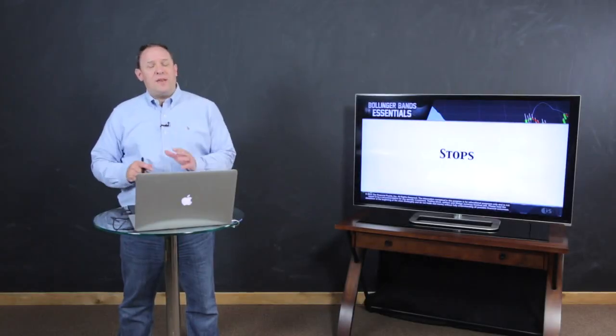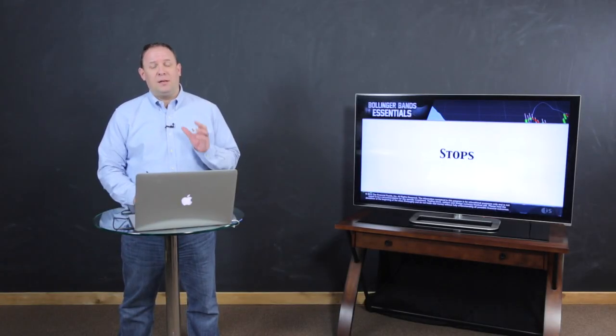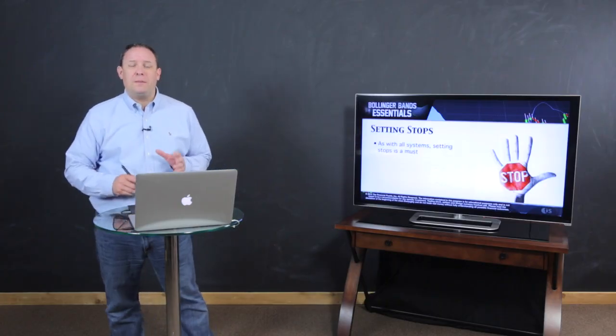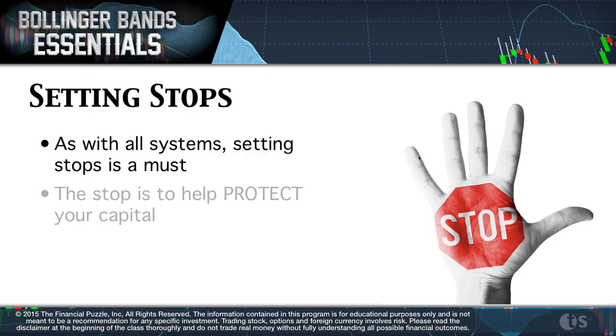Now let's talk about a very key component in understanding a Bollinger trading system, and that is your stops. It is essential that you learn to trade with stops and you make sure you use them. So here's what you need to understand. As with all systems, setting stops is a must. It is a non-negotiable. The stop is here to help protect your capital.